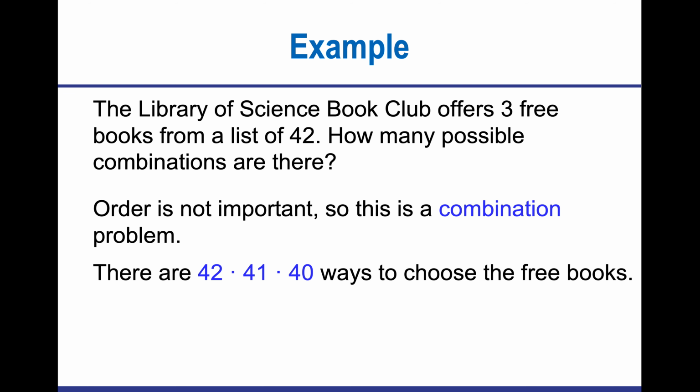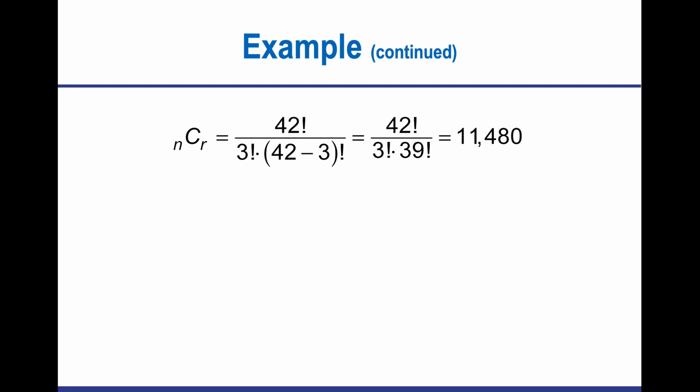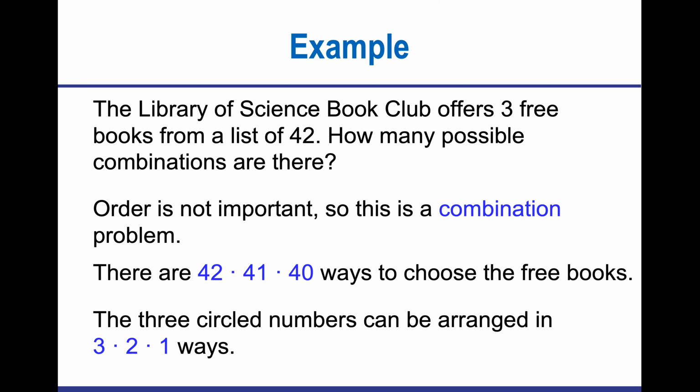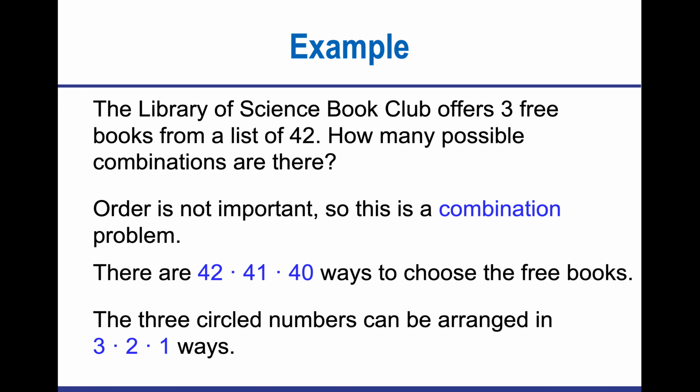So I'm going to do 42 times 41 times 40, or I can also arrange that utilizing the combination formula. Either way, you're going to get to the same possibility. You're going to get 11,480. So you would hit the 42, that's your N.